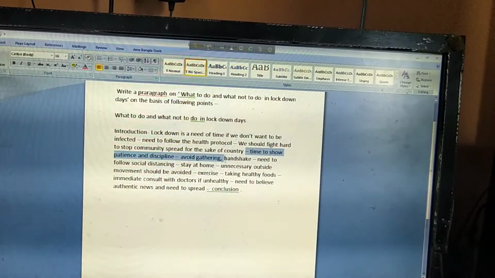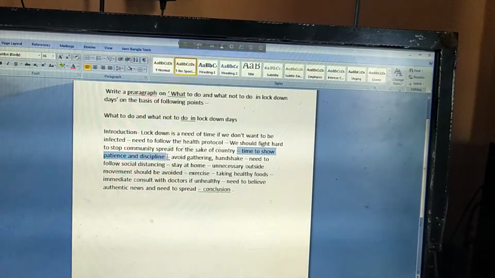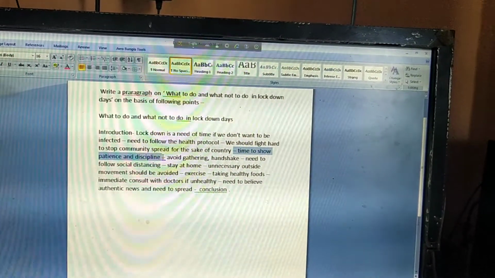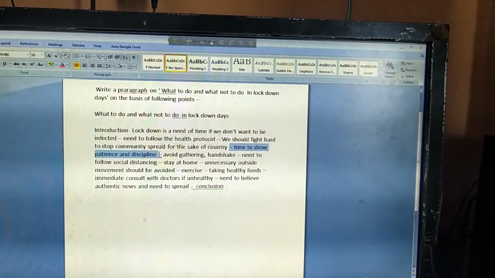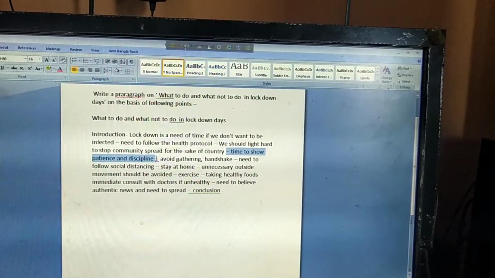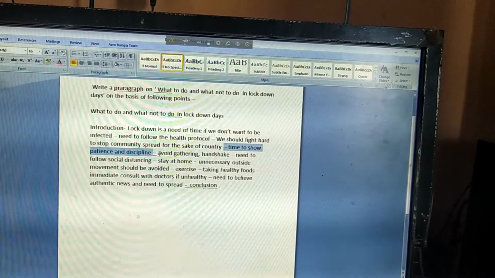Now, it is the best time for us to show patience, because to stay home for 21 days is kind of irritating, very much disturbing, depressing, but we need to show patience and discipline. Also, it is a matter of discipline. If we can maintain the discipline, we can also maintain the rule of lockdown.